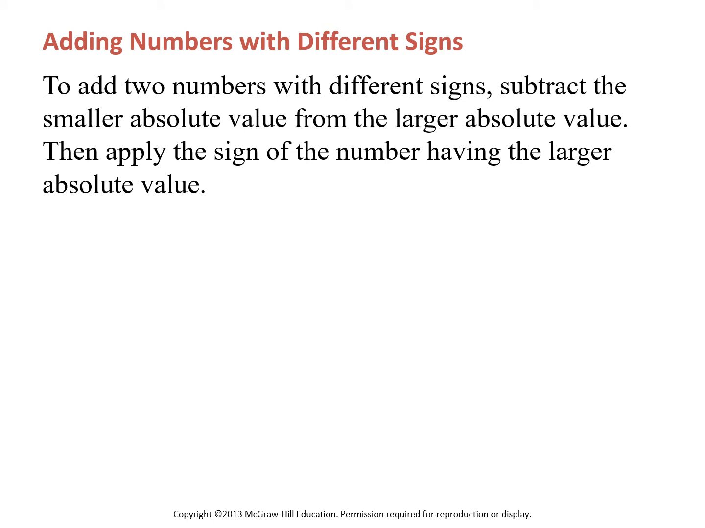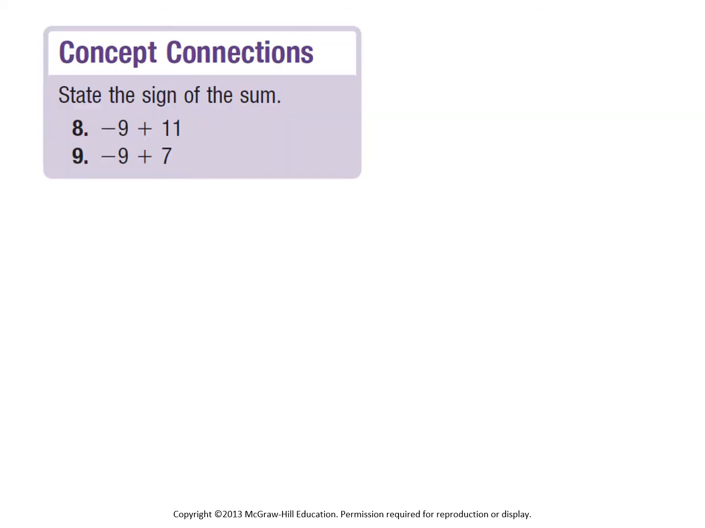Now, if the signs are different, we will be finding the difference. To add two numbers with different signs, subtract the smaller absolute value from the larger absolute value, and apply the sign of the number with the larger absolute value. So if you look first at -9 plus 11, the signs are different, so we'll find the difference. We'll subtract, and we get 2. Since 11 is positive, we have more positives than negatives, our answer will be +2.